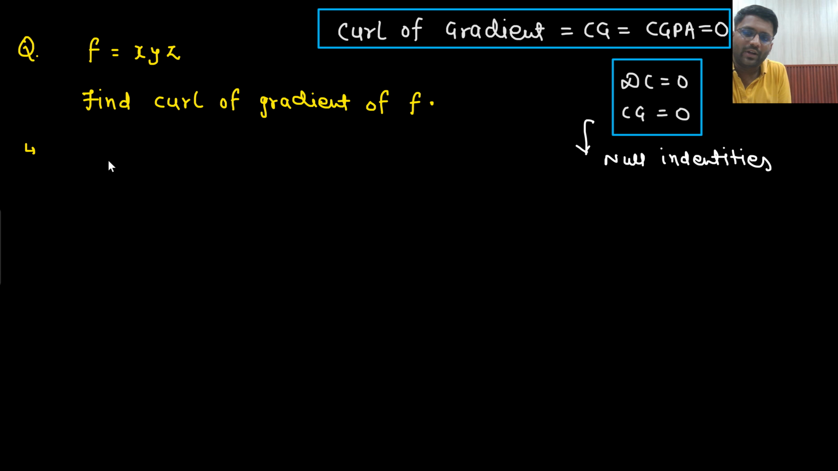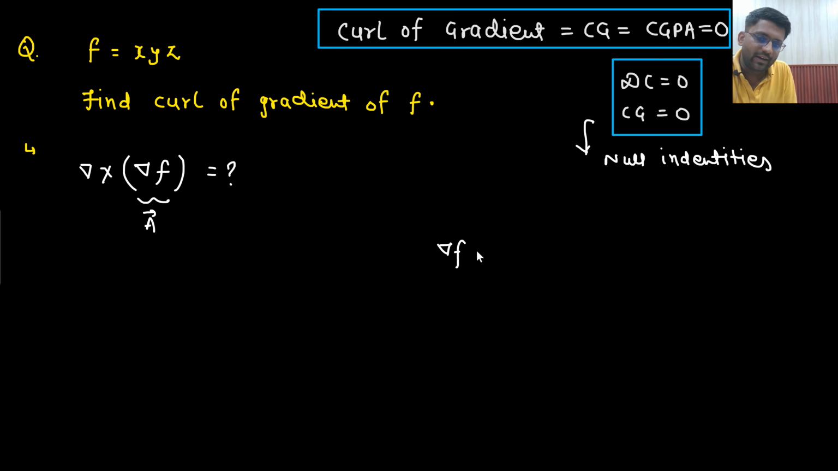F is given. What you need to calculate? Curl of gradient of f. So first you need to calculate the gradient of f. Gradient of f will give me a vector quantity, let's say vector A, and then I am supposed to calculate the curl. This is what I am supposed to find out. So first I need to find the gradient of f.